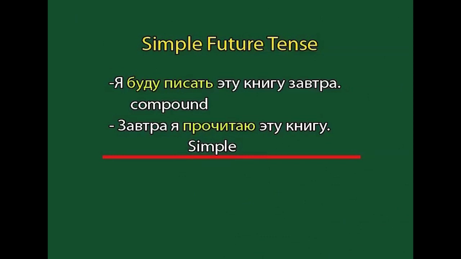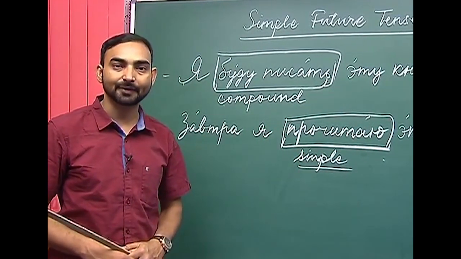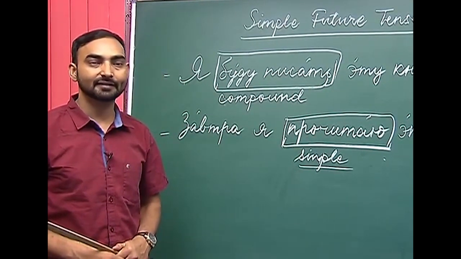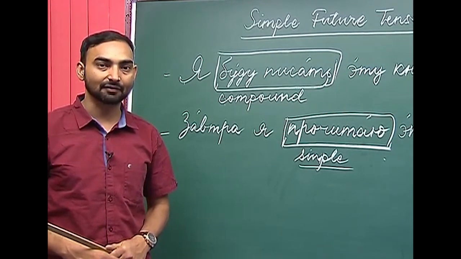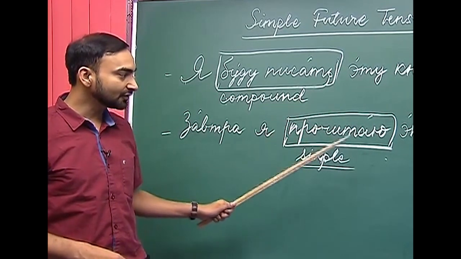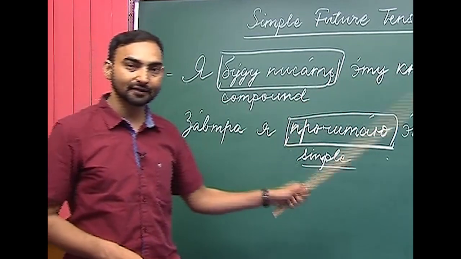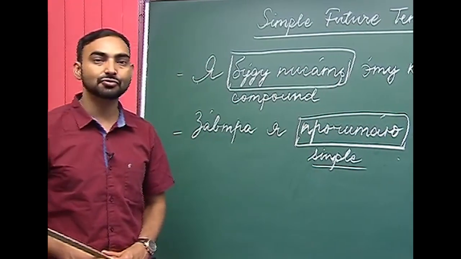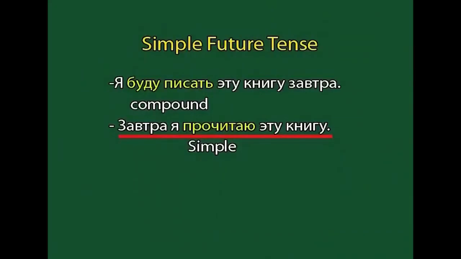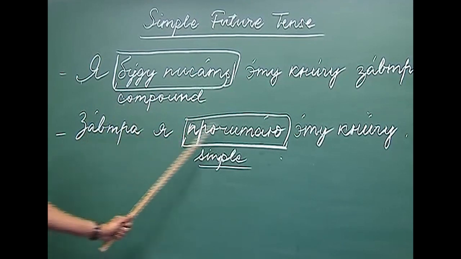Now, how do we denote the simple future tense in the Russian language? We have to use the conjugated form of the perfective aspect. If you remember, we have discussed two aspects of verbs in the Russian language. One is the imperfective aspect and the other one is the perfective aspect. So, when we use the conjugated forms of the perfective aspect, it will denote the future tense. Why? Because perfective aspects do not have any present tense. So, if I say завтра я прочитаю эту книгу, it will mean tomorrow I will read this book.